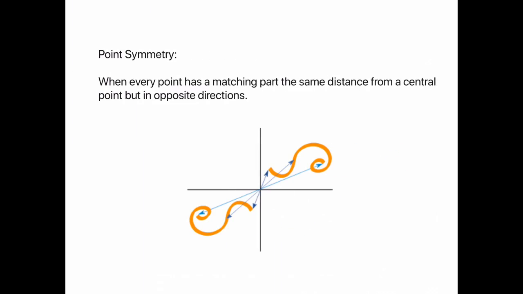Our last kind is point symmetry, and you won't see this as frequently, but that happens when every point has a matching part in the same distance from a central point, but in opposite directions. So point symmetry is always, again, around a point and the same distance from that central point, but in opposite directions. It usually has 180 degree symmetry.